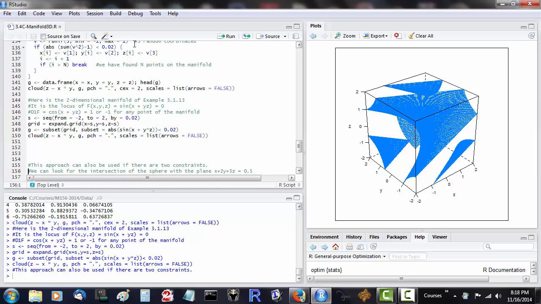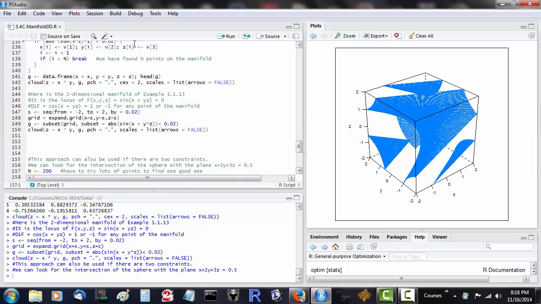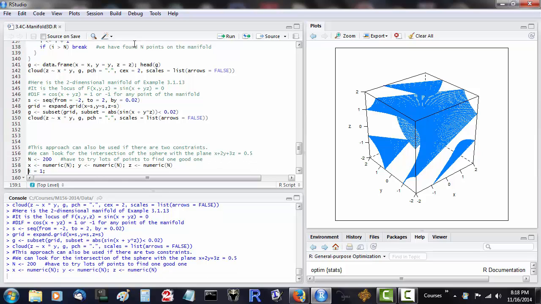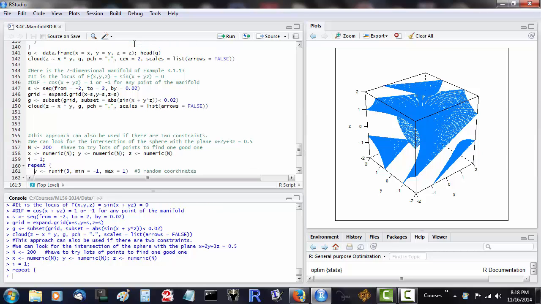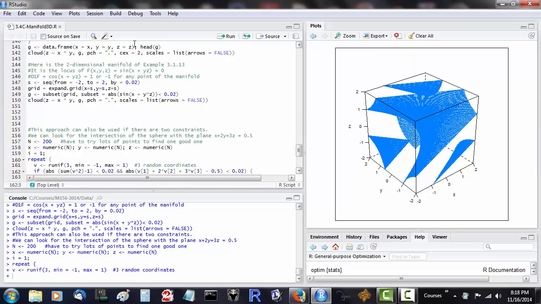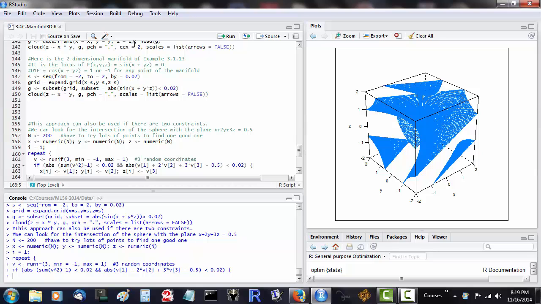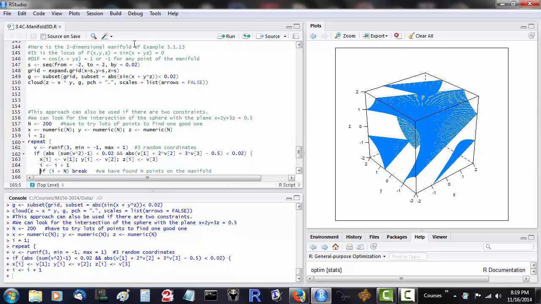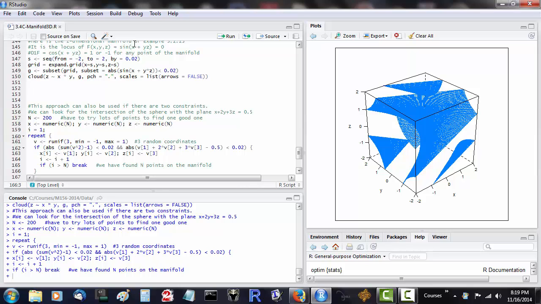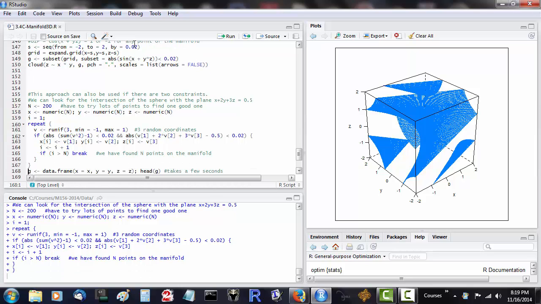This even works if there are 2 constraints. Let's look for the intersection of the sphere with a plane, like x plus 2y plus 3z equals 0.5. I'm only going to go for 200 points here because the probability that a randomly chosen point will satisfy both these constraints at once is pretty small. So I generate 3 coordinates, test: is it almost on the sphere? Is it almost on the plane? If so, I'll save it, and as soon as I've got 200 points, I will quit.